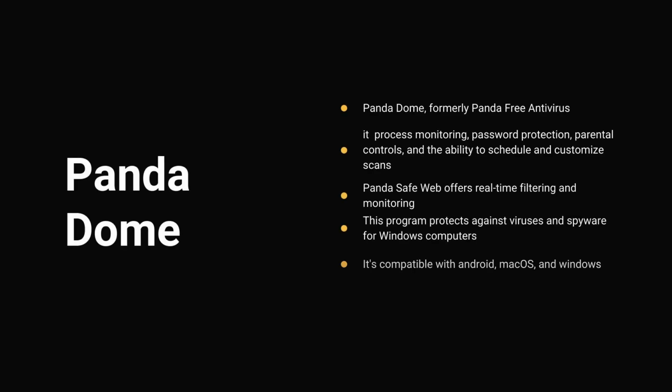6. Panda Dome. Panda Dome, formerly Panda Free Antivirus, has a sleek user interface and little system impact. This software includes process monitoring, password protection, parental controls, and the ability to schedule and customize scans. The USB vaccination feature makes it easy for users to create an emergency boot disk. PandaSafe Web offers real-time filtering and monitoring.